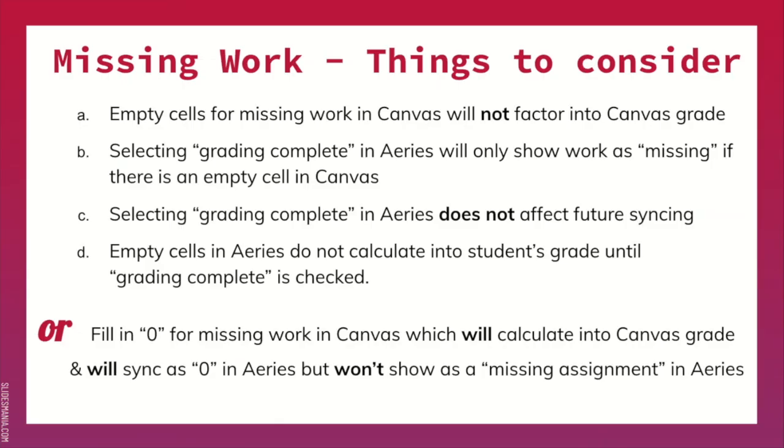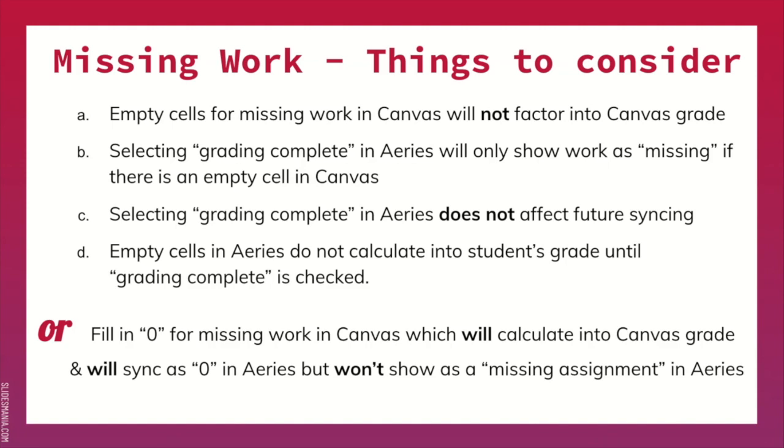With regards to missing work, there's a few things to consider. First, do you want students to see the zero in Canvas to show that the work is missing? If you do put a zero in Canvas, then that will calculate into the student's grade. If you leave the cell blank, it will not calculate into the student's grade.